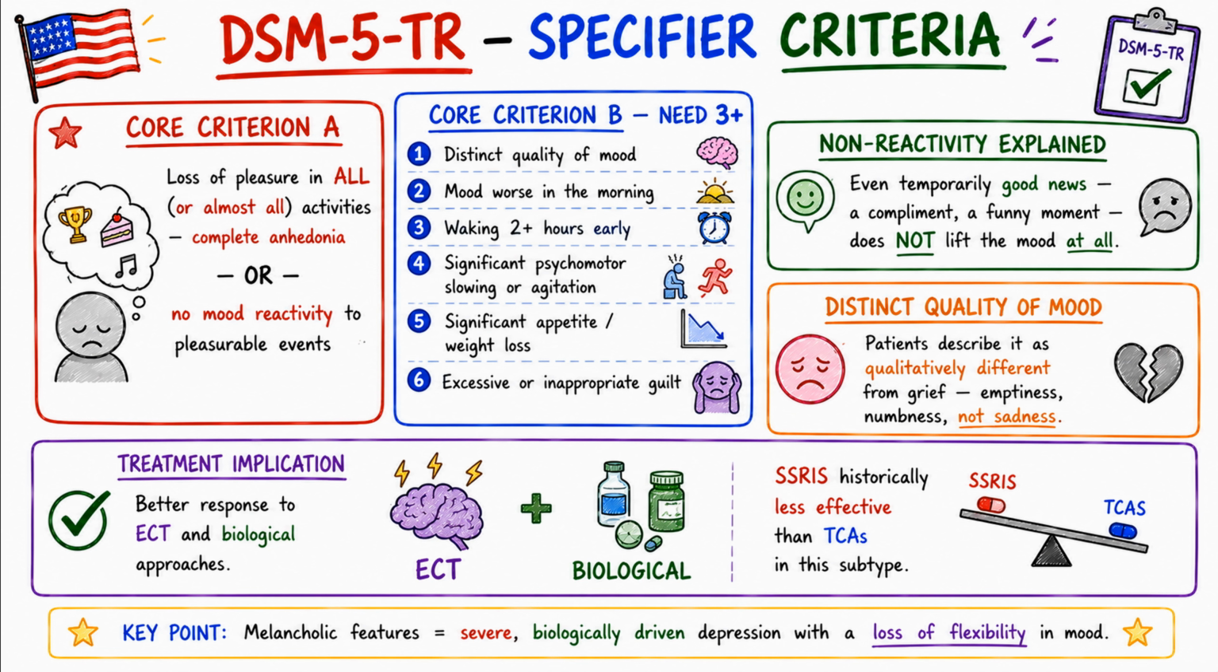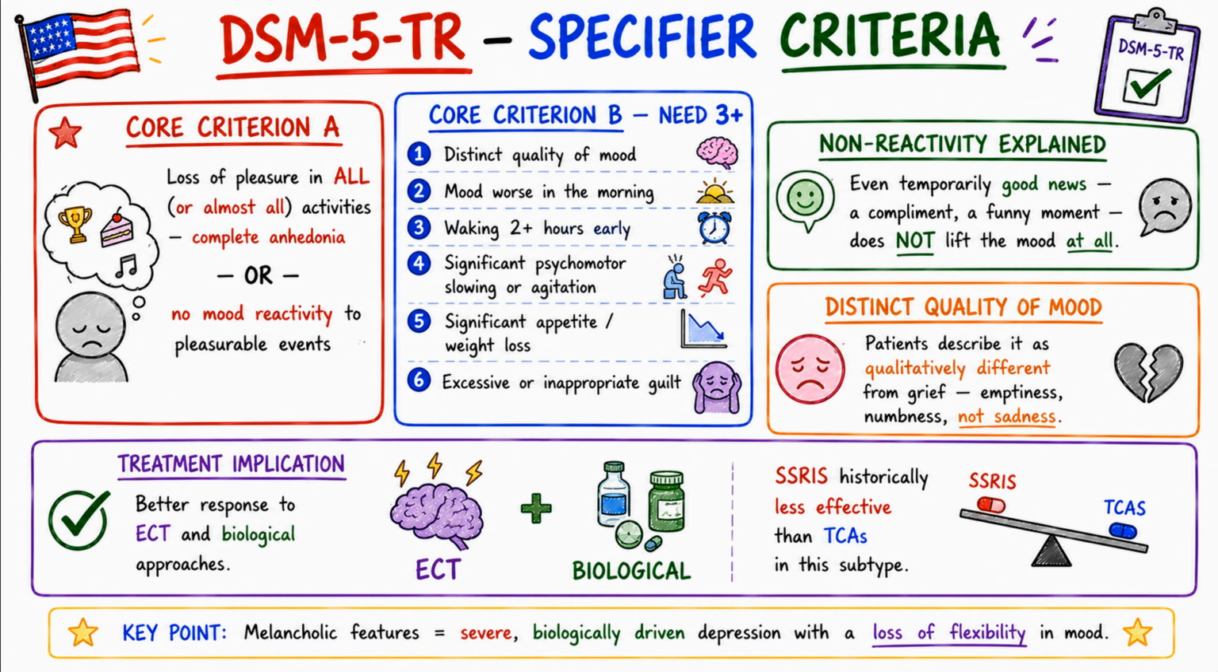The DSM has 2 core criterion A options, either profound anhedonia, loss of pleasure in virtually everything, or non-reactivity. Non-reactivity means even if something genuinely good happens, the mood does not lift. Not even briefly. A patient who can smile briefly at a joke probably doesn't have melancholia. A patient whose expression doesn't change at all, that's the flag. Then criterion B, you need 3 more from morning worsening, early waking by at least 2 hours, psychomotor changes that are visible and significant, appetite and weight loss, and a quality of guilt that feels disproportionate or irrational.